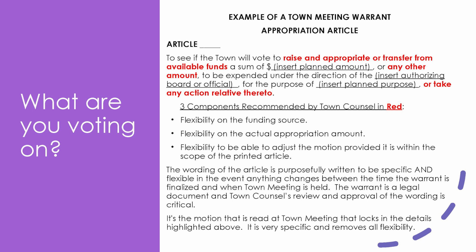So again, there's 3 components that town council recommends, and I try to put those in red. So flexibility on the funding source, flexibility on the amount, only if we have to do those 2 things, and then flexibility to adjust the motion as long as it's within the scope. So almost every financial article follows that sort of relative structure. But as we've said a couple of times, it's the motion that locks all that down and is very specific.